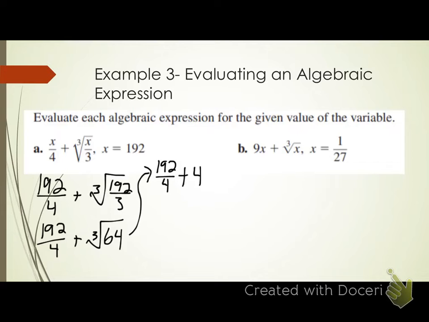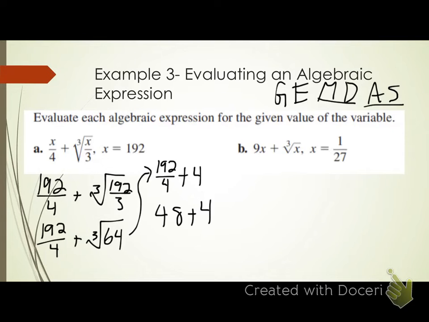Okay. Do I have any grouping symbols? No. Do I have any exponents? No. Do I have any multiplication or division? Yes, I do. I've got 192 divided by 4. What does that give me? 48. Do I have any other multiplication or division? No. I do not. Do I have any addition or subtraction? Yes, I do. 48 plus 4 gives me 52. Any more operations? No. There's my answer. Questions on A? You okay with that?